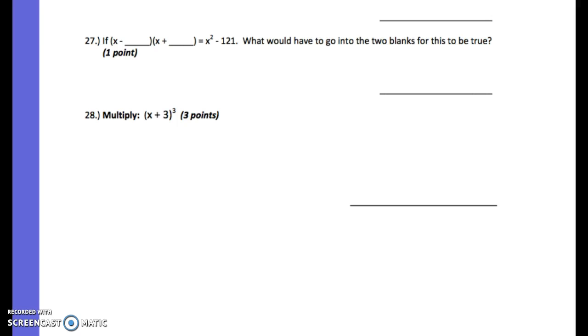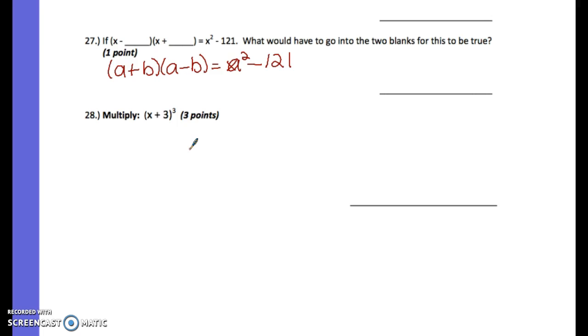Number 27. I really like 27. It's pretty interesting. If you have x minus blank and x plus blank, you get x squared minus 121. Essentially, this follows the rule a plus b times a minus b is a squared minus b squared. So what would have to go in there for this to be true?